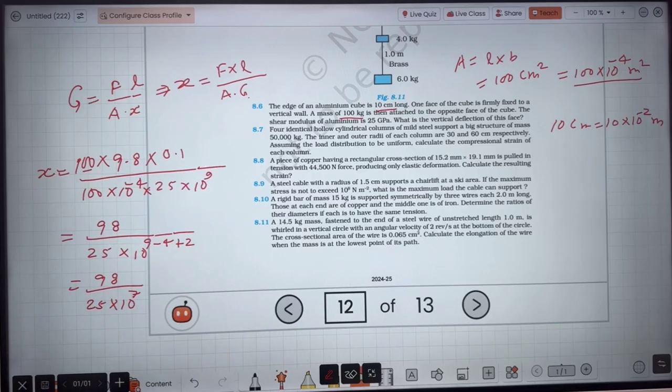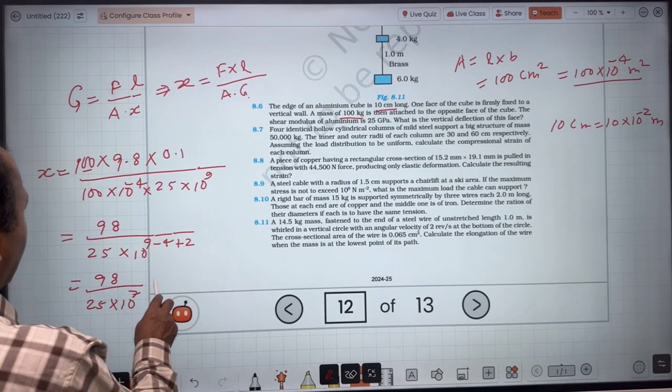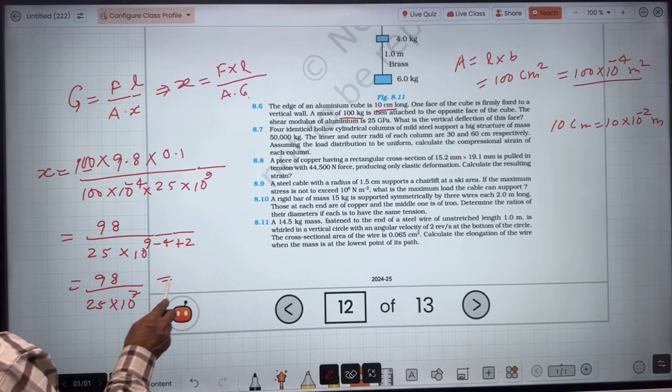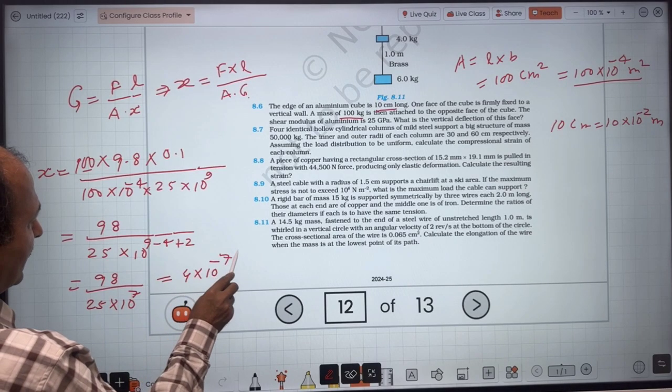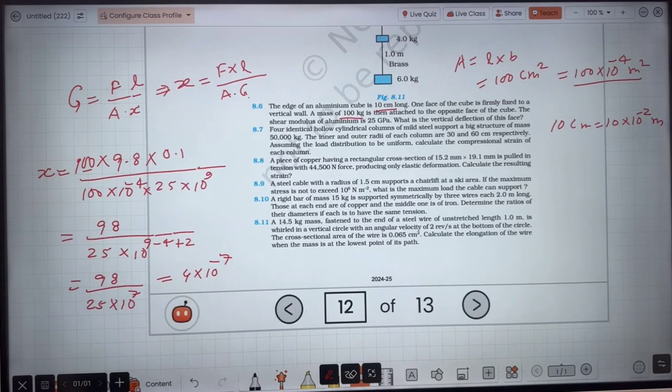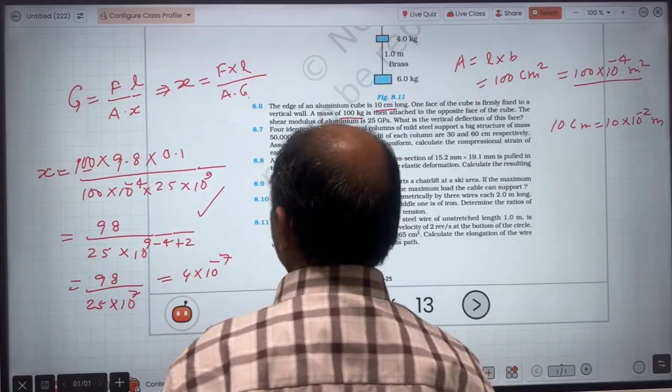So it will be a very small value. Let's see what it comes. You can evaluate it, and if confusion comes, I will redo it. So here almost 4 times 10 to the power minus 7, 3.98 something. So the answer is this. Even if it is very small, I don't think that anything is wrong. Yeah, so it's correct.